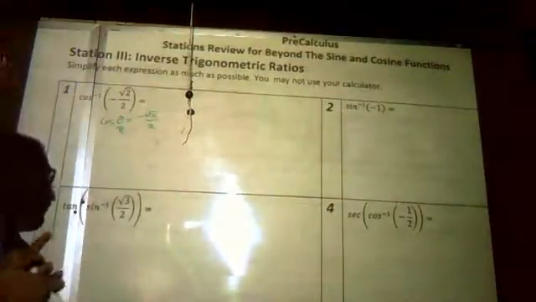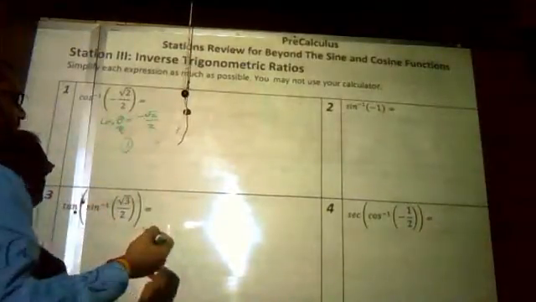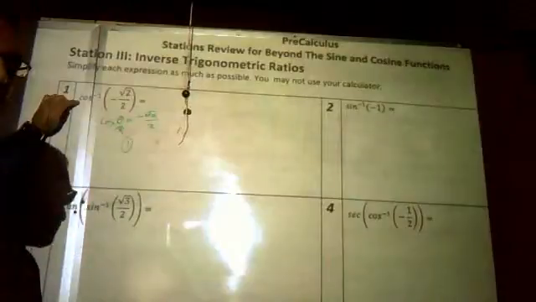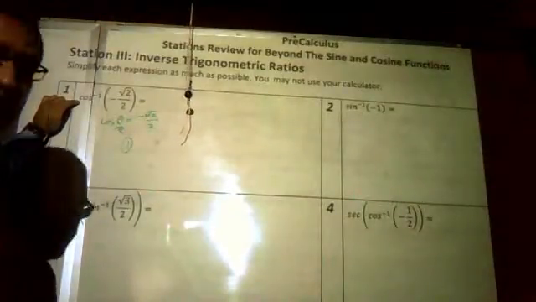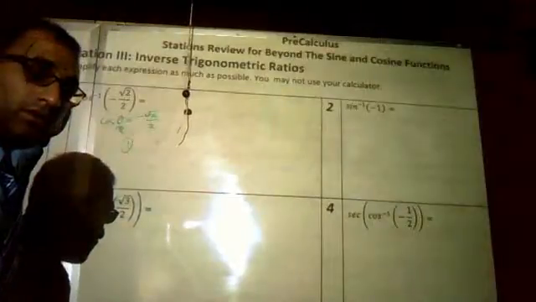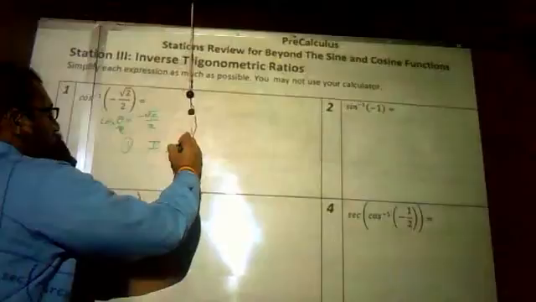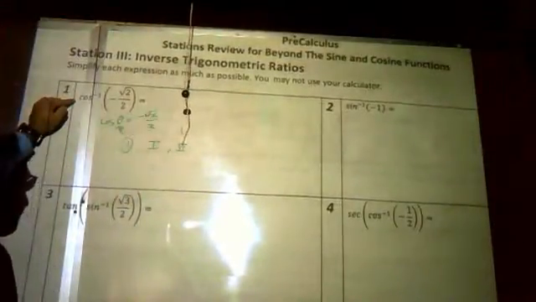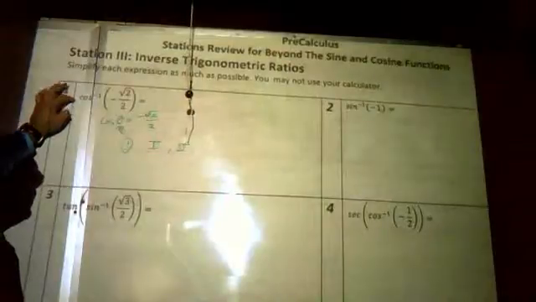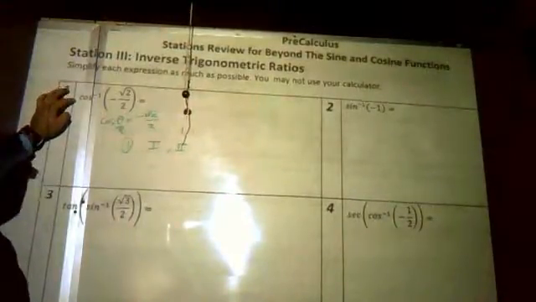So if we're looking for the angle theta, the first thing you have to do is ask yourself, in what quadrants is my inverse cosine function a function? Quadrants 1 and quadrant 2. So in quadrant 1 and quadrant 2, the inverse cosine is actually a function. We know this from our graphing lesson, graphing of inverse functions.